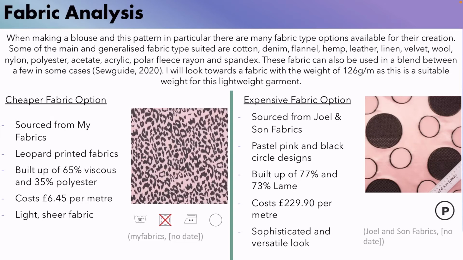The more expensive option for my fabric choice is a pastel pink and black silk circle designed fabric that has been sourced from the online seller Joel & Son Fabrics. The retro style print is made up of 77% silk and 73% lame, and costs £229.90 a metre. The care instructions for this fabric simply call for dry clean in any solvent except dichloromethane. I believe that this fabric type would work well for this blouse, as it would become a sophisticated and versatile evening look.